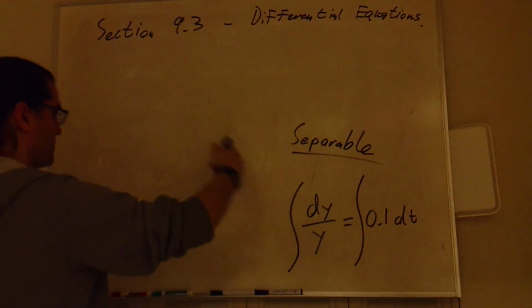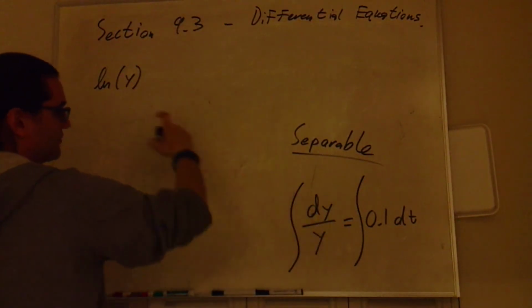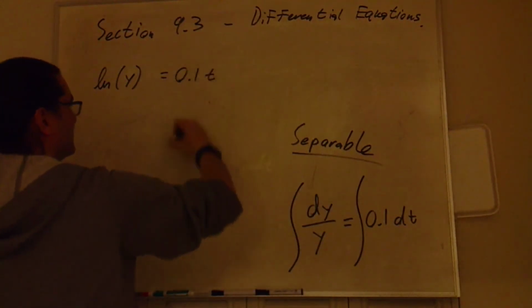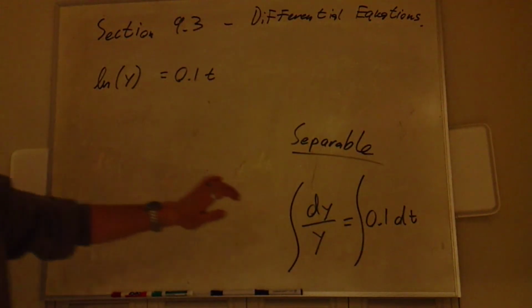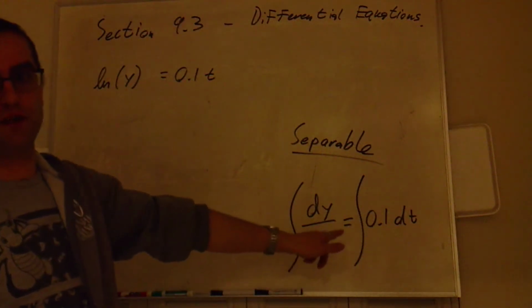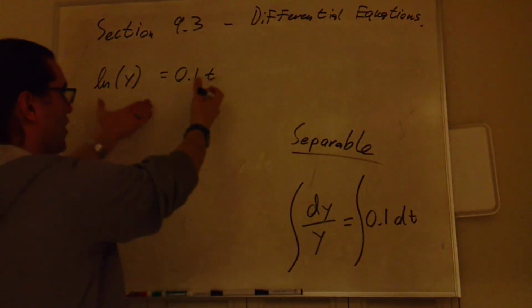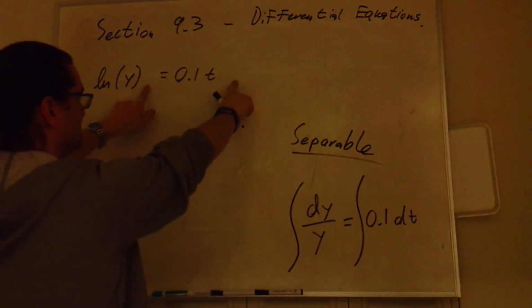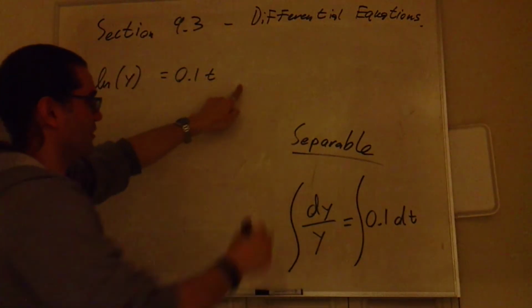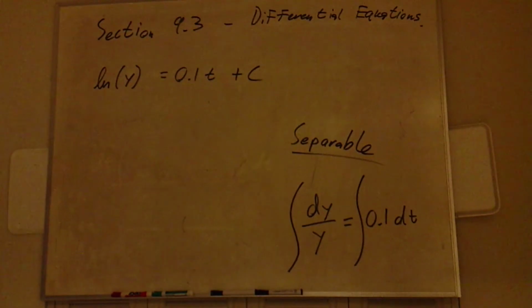The antiderivative of dy over y is the natural log of y. The antiderivative of 0.1 dt is 0.1t. If we're being extremely pedantic, both of these integrals are indefinite and both of them need a plus c. But I don't need to use two arbitrary constants. If I put a plus c on both sides of this equation, the very next thing I would do is subtract it from one side and just have a different arbitrary constant here. So I'm just going to use the one arbitrary constant on that side of the equation.